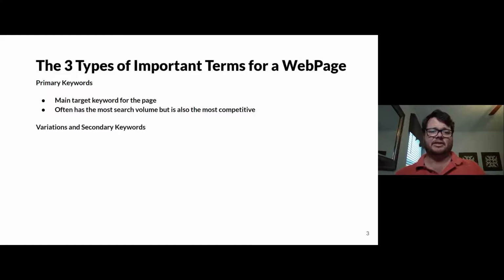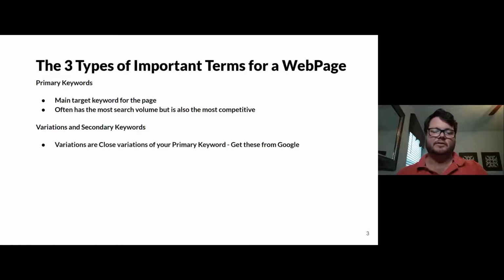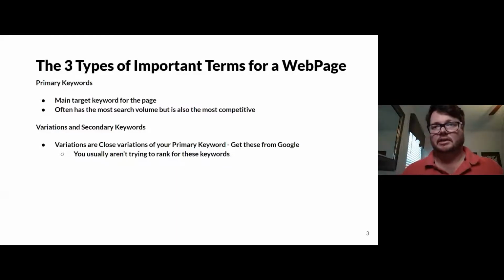The next thing are variations and secondary keywords. These are two separate concepts. Variations are very close variations of your primary keyword, and you can get these from Google. When you do a search for your primary keyword and look in the SERPs, you'll see terms that are bolded. Those are variations. It's important to understand that you're often not trying to rank for those keywords because they are often parts of your longer phrase. If you were going after the term best purple frisbees, purple on its own is probably a variation. You're not trying to rank a page for the word purple, but it's important to use it because it is critically important to that main phrase.